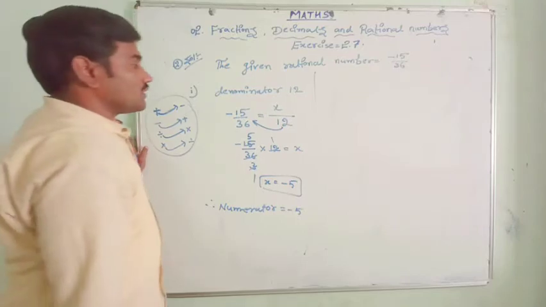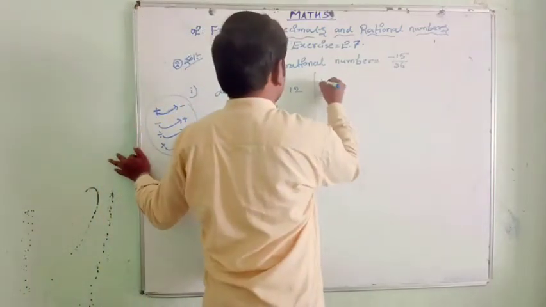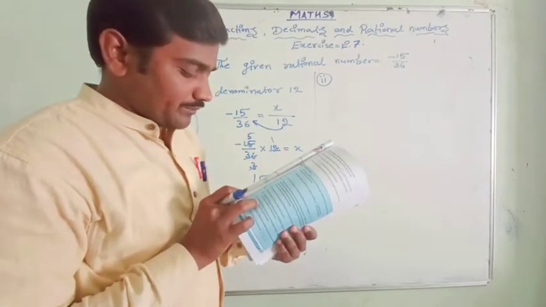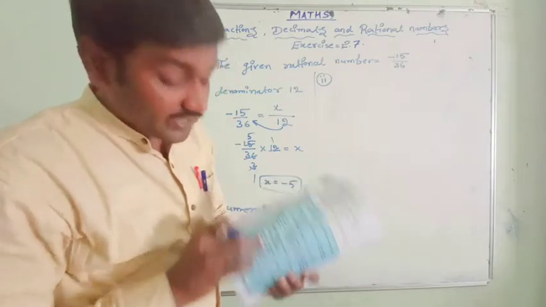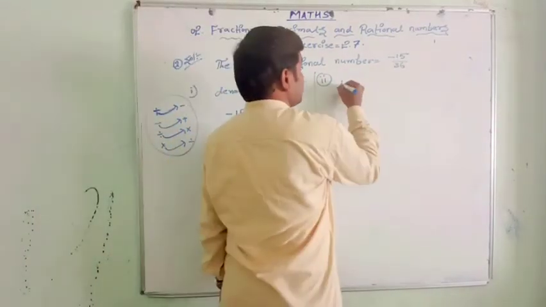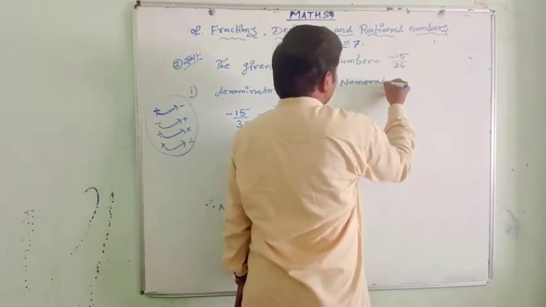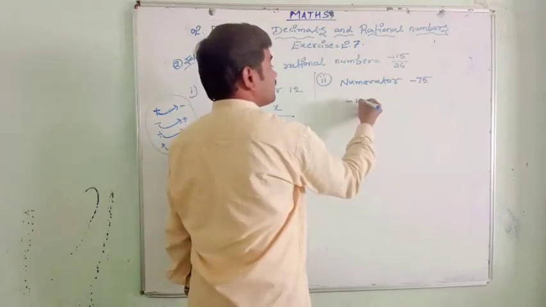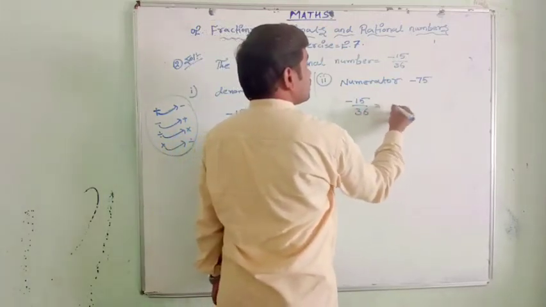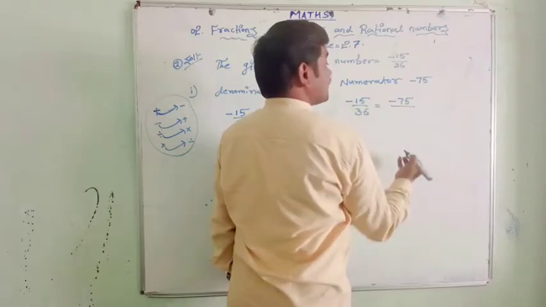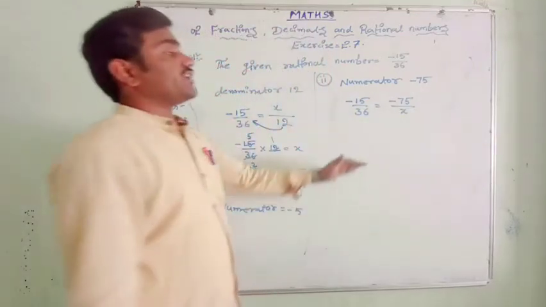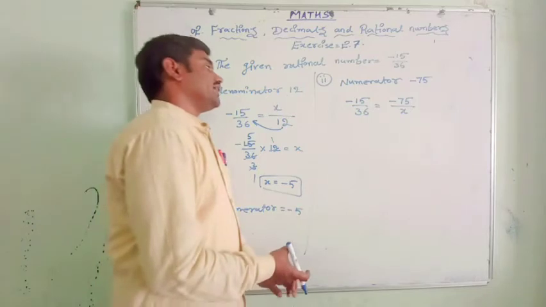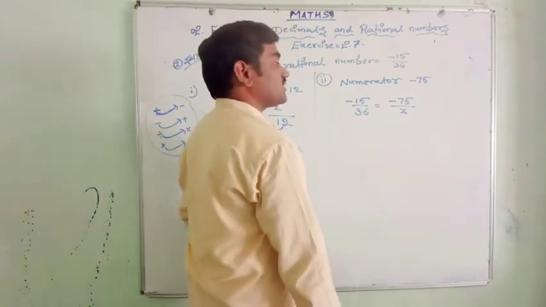Here the second question is given with only the numerator, minus 75. The numerator is minus 75, and we have to find out the denominator. See, the given fraction is minus 15 by 36. Here the numerator is given as minus 75. The denominator he did not give, so let us assume the denominator as x. Then we'll find out what the x value is.